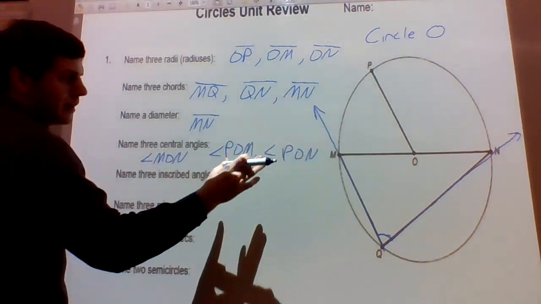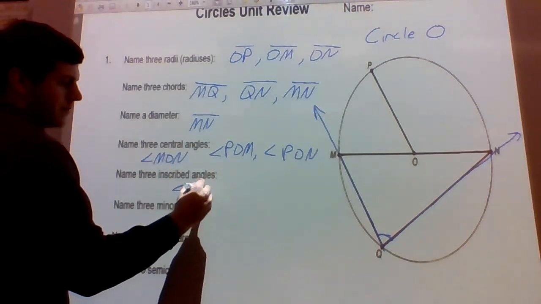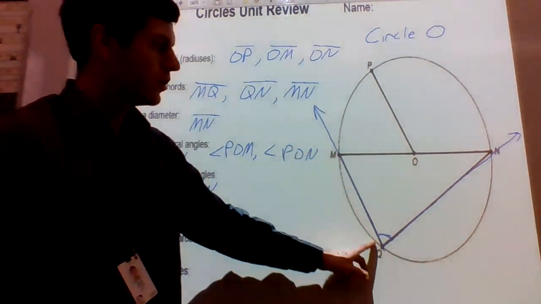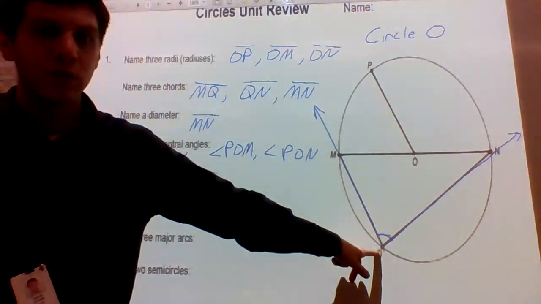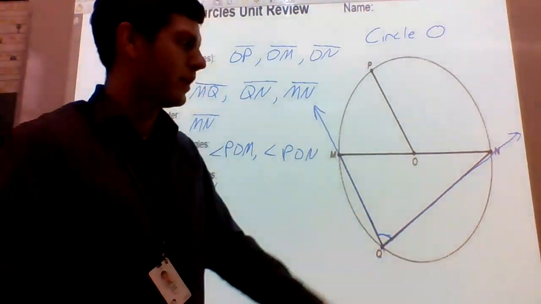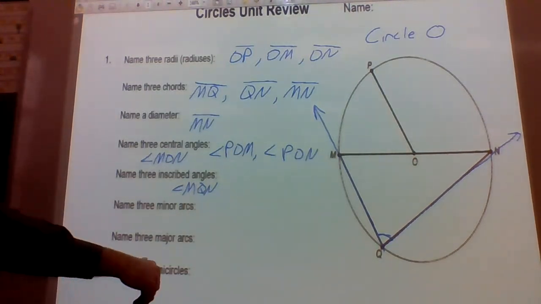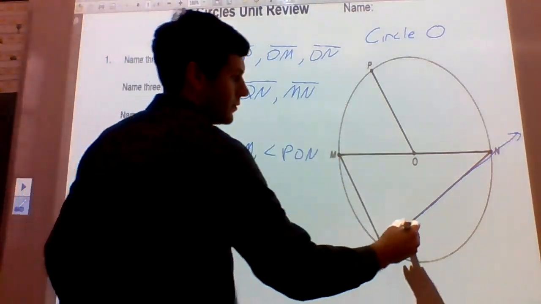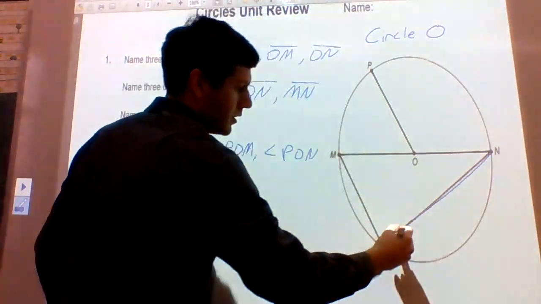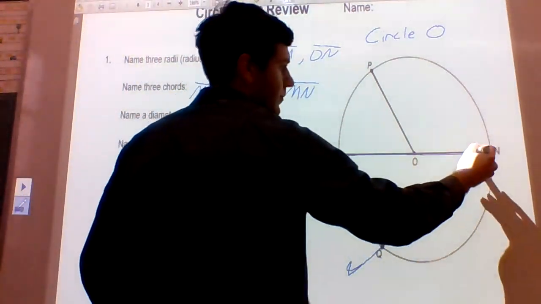We could also name it angle MQN. This is angle MQN. The vertex is Q. Therefore, it's an inscribed angle because the vertex is on the circle. Other inscribed angles here, we would have Q and M. So here's angle Q and M.